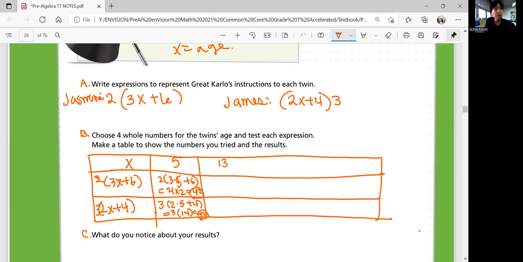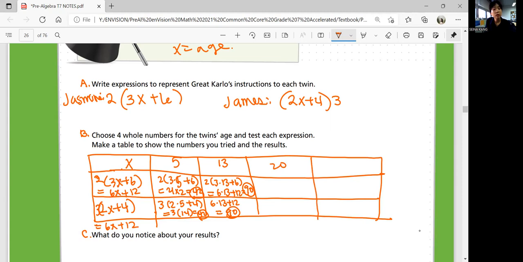What if it's 13? What if they're 13? So 2 times 3 times 13 plus 6. Actually, you can simplify the expression to 6x plus 12. And so that could be 6 times 13 plus 12, which is 90. And then for James, that's also 6x plus 12. So 6 times 13 plus 12 is also 90.